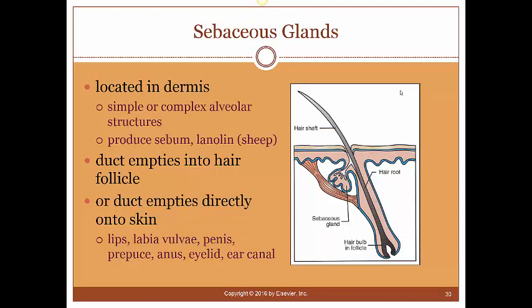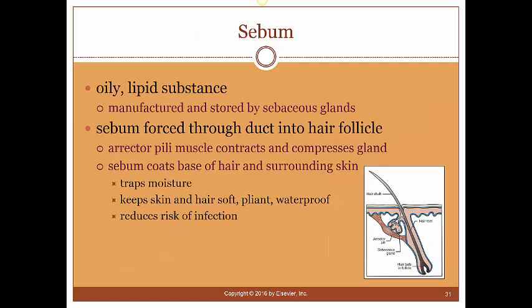And so on the lips, the labia of the vulva, around the prepuce of the penis, and on the surface of the penis. Around the anus, eyelids, we have them specifically there, and also inside the ear canal. So sebum is this oily lipid substance manufactured by the sebaceous glands, and it's going to be put out through the gland, through the duct, out into the pore, and then up onto the skin once again.